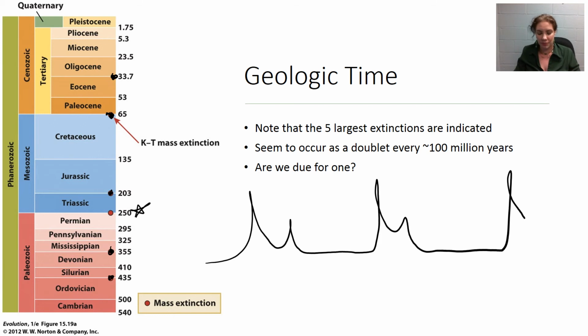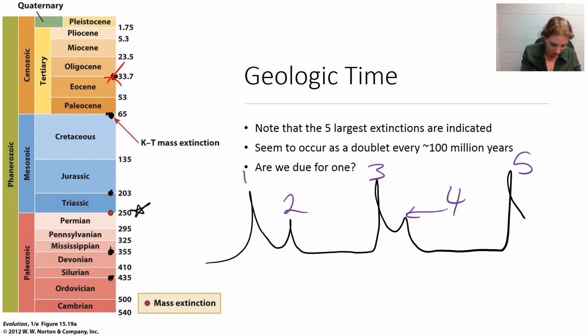Now, based on the data that there actually is here, I'm going to mark this one out just so you know it's not real. There's actually 1, 2, 3, 4, and 5. People think they seem to occur kind of as a doublet, about every 100 million years or so.